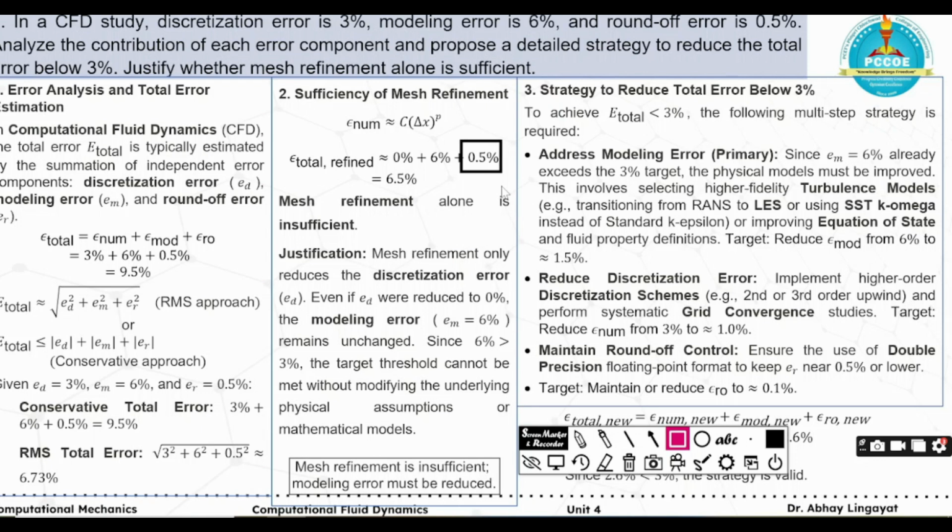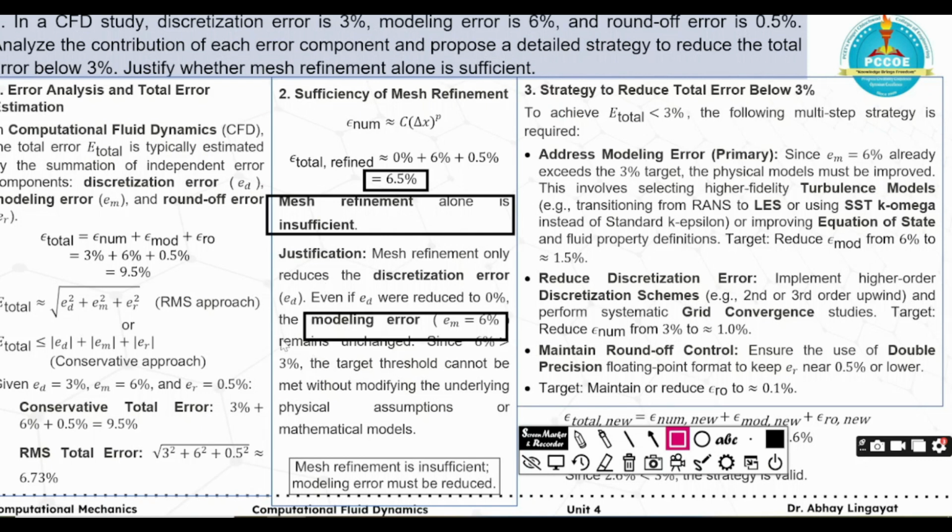So even with the perfect mesh, that is if the numerical error, the discretization error, tends to 0, the total error will be 0% plus 6% plus 0.5%, which gives 6.5%. Since 6.5% is more than 3%, mesh refinement alone is insufficient to meet the target. So we have to define strategies so that we can reduce the modeling error and round off error.